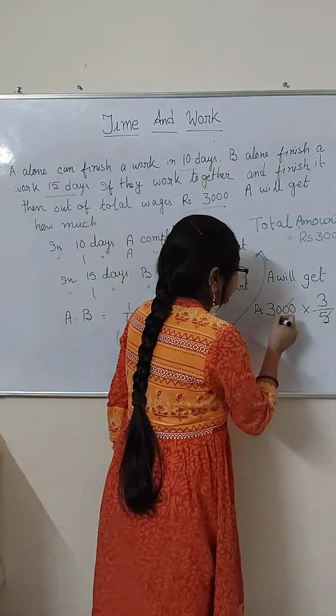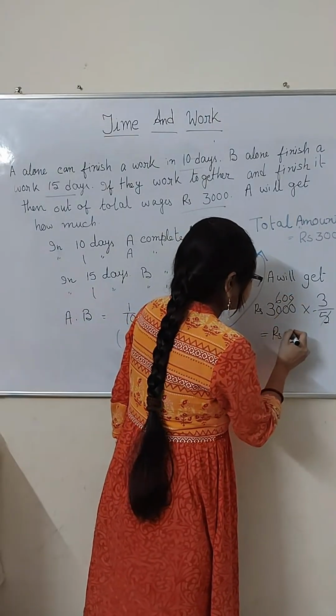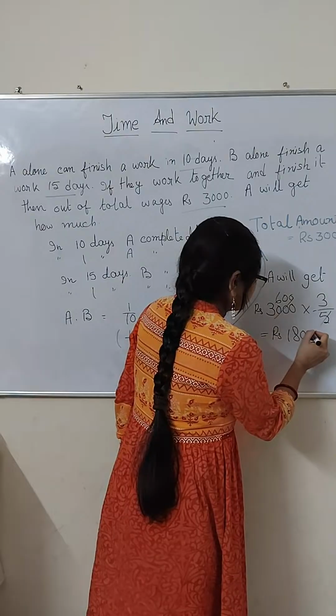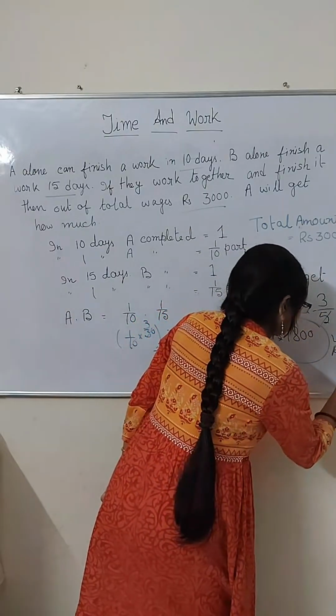Now simplify it. It is 600 times 3, rupees 1800. It's our answer.